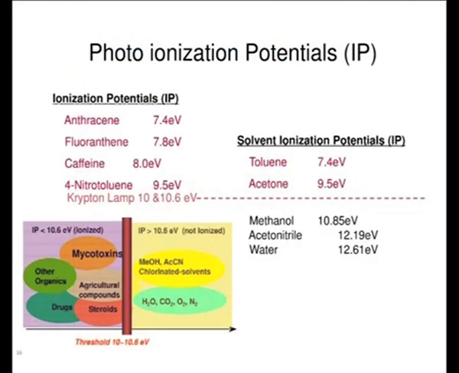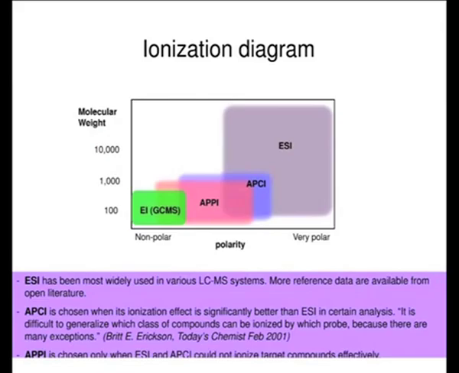The ionization potential, these are the different types of compounds which can be ionized or analyzed by APPI, and these are the different potentials which you can apply with the laser beam so that the compound gets ionized. This chart will help you decide which technique is suitable based on molecular size and polarity. ESI you can use for very polar to mid-polar compounds, and also for high molecular weight compounds. APCI is used for mid-polar to non-polar, APPI in a similar way, and EI, which is used in GCMS, is specifically used for small molecule non-polar compounds.